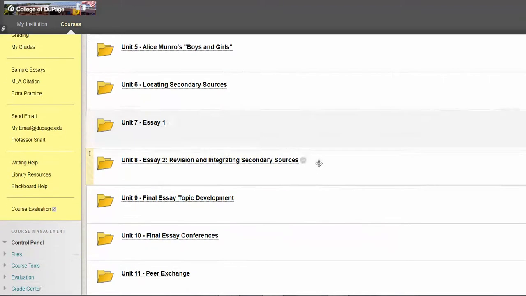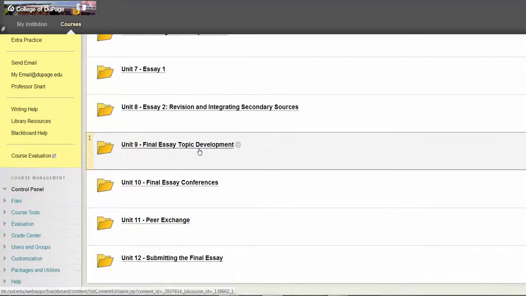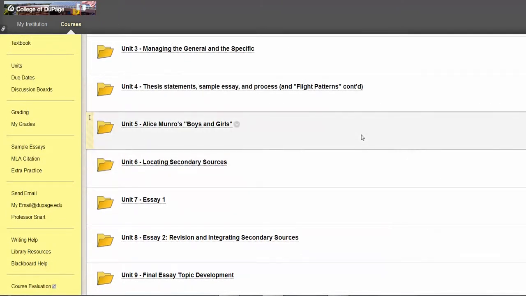And then you can see we really do focus, like in Units 7, 8, and 9, on more of that full-blown essay. So roughly half of our course is really laying the foundation and the groundwork for applying those concepts ultimately to the bigger essay assignments, which come in the second half of the class.